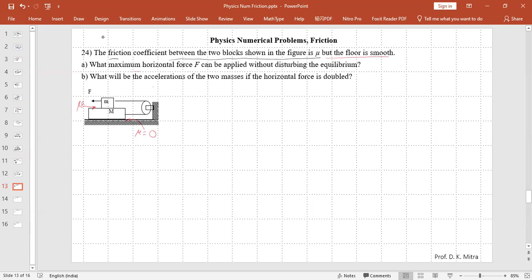What maximum horizontal force F can be applied without disturbing the equilibrium? That means what maximum force can be applied until the small m starts moving towards left and capital M starts moving towards right. So let's solve this problem. Let's say the tension here is T. The same tension will appear here also as T.